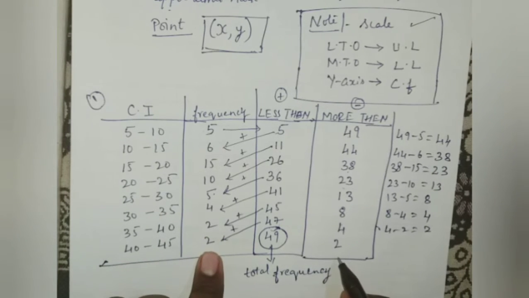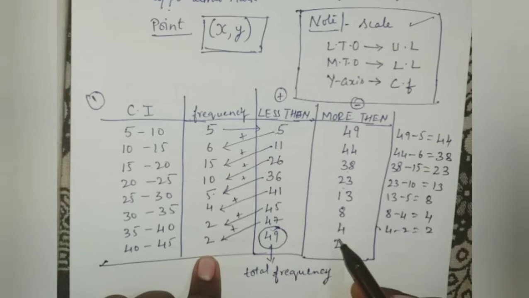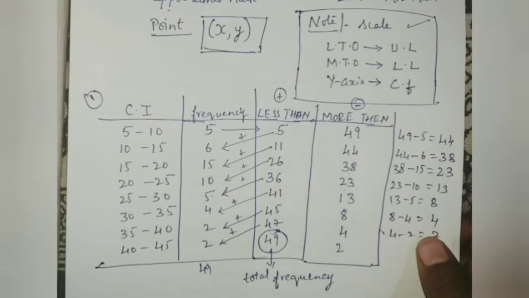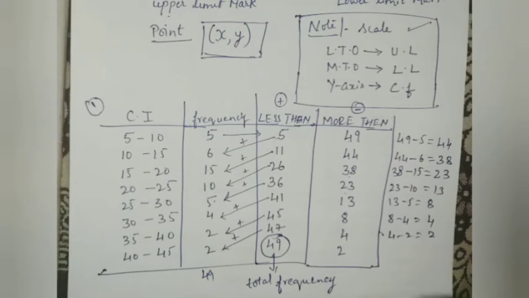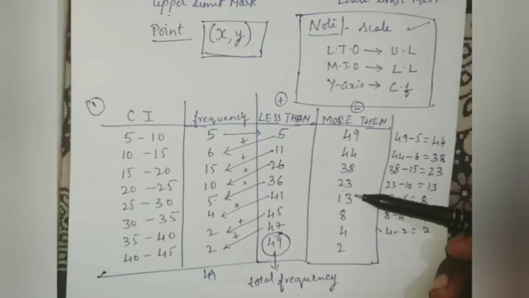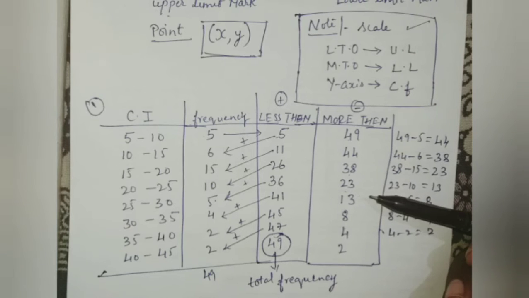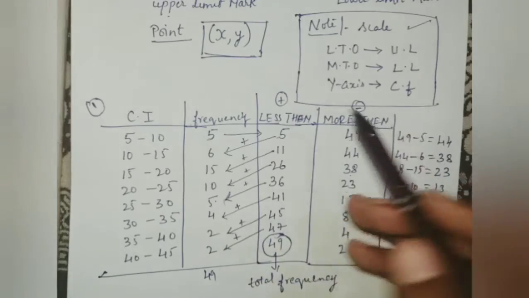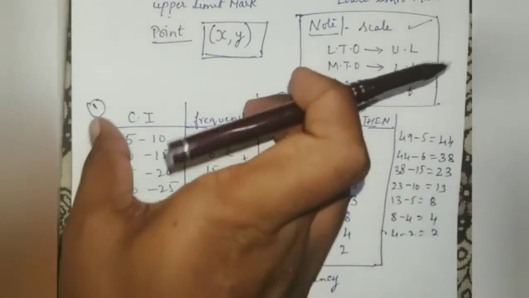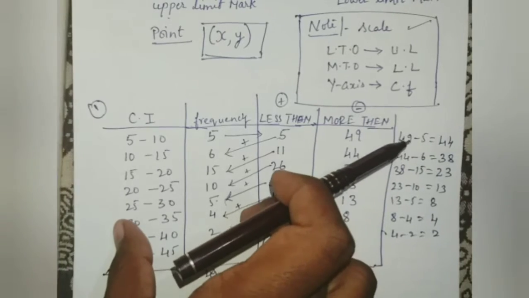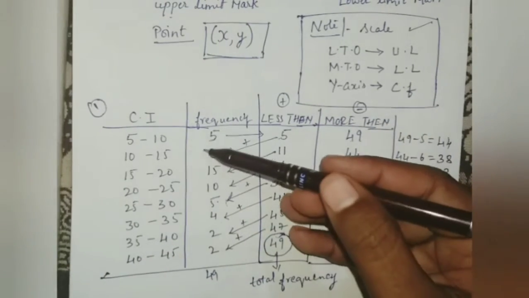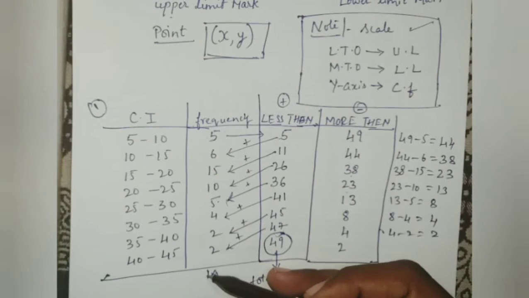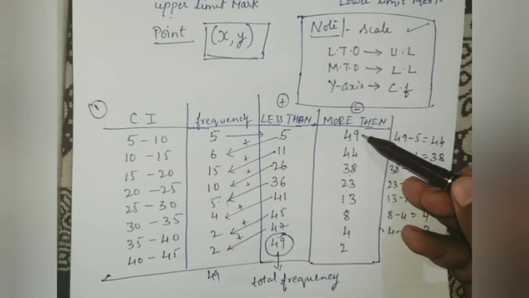See, I need to get the last value and this last value should be the same. Got it? So this is how we find out the more than values. Very important to find out more than values, and it's very easy also. Okay, so once again I tell you, if they give this problem and tell you only to find more than, first you need to add the frequencies. Once you add the frequencies, you will get the value. That value you will write at the first.